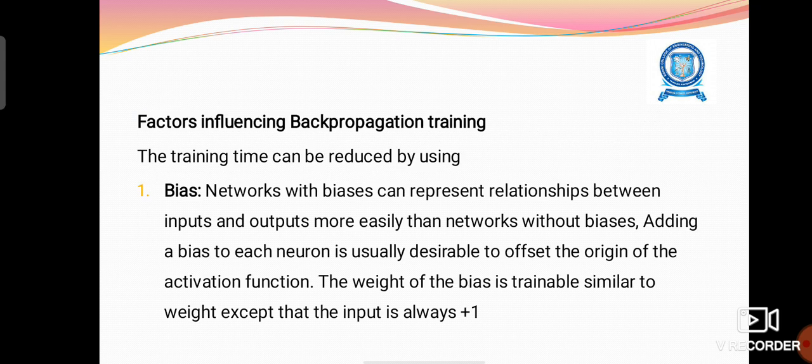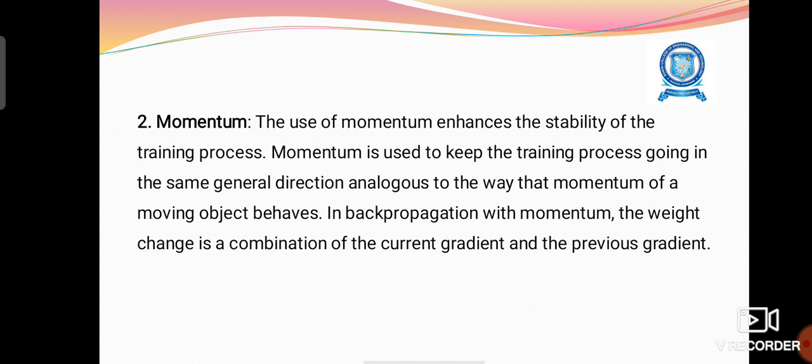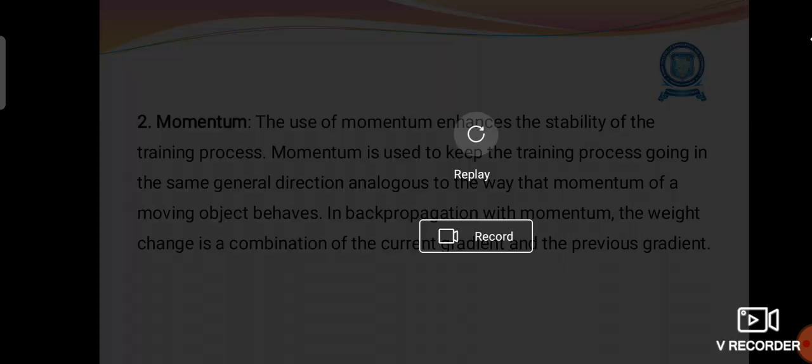Factors influencing the backpropagation training. First one is bias. Networks with biases can represent the relationship between the inputs and outputs more easily than networks without biases. Momentum. The use of momentum enhances the stability of the training process. It is used to keep the training process going in the same general direction, analogous to the way that momentum of a moving object behaves. So that's all about the topic.